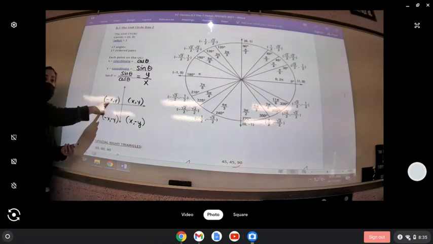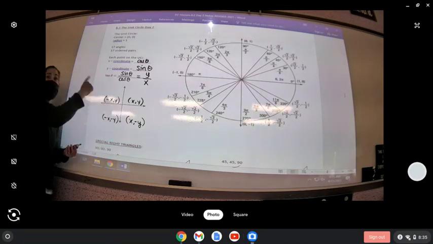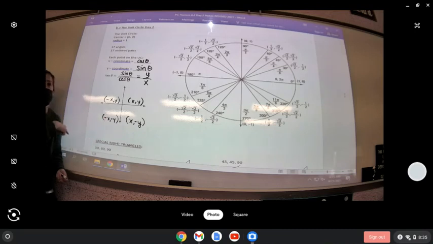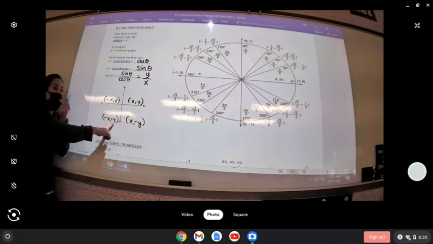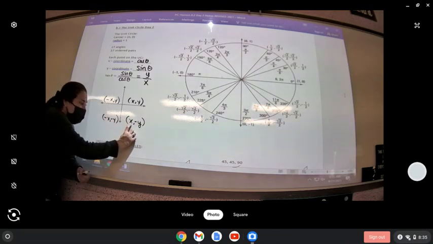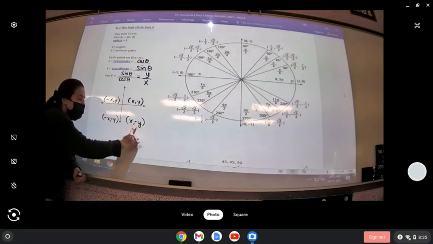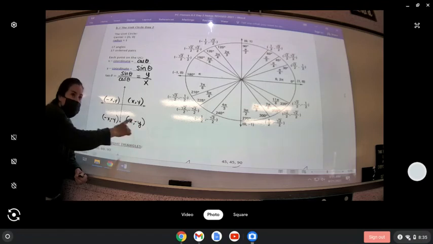All right, the cosine of an angle in quadrant 2 is a negative ratio. The sine of an angle in quadrant 2 is a positive ratio. The cosine of an angle in quadrant 3 is a negative ratio. The sine of an angle in quadrant 3 is a negative ratio. The cosine of an angle in quadrant 4 is a positive ratio. The sine of an angle in quadrant 4 is a negative ratio.